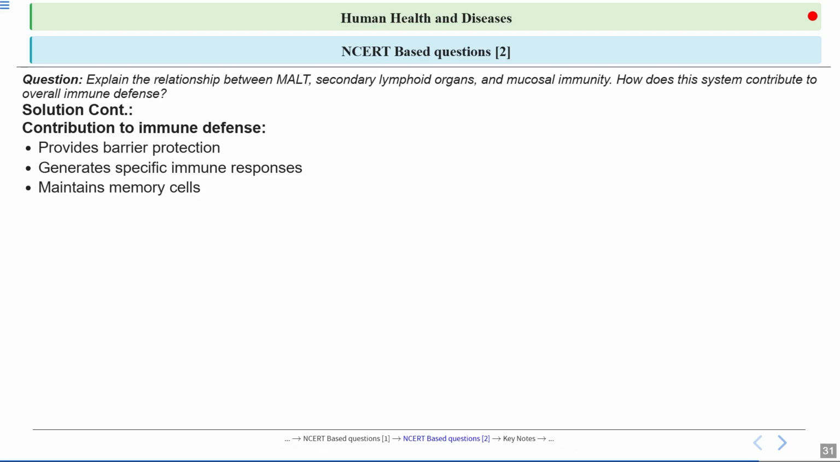MALT also maintains memory cells. These are immune cells that remember past infections. So if the same pathogen tries to invade again, the response is much faster and more rapid. Finally, by acting quickly at mucosal surfaces, MALT helps prevent pathogens from entering the bloodstream.